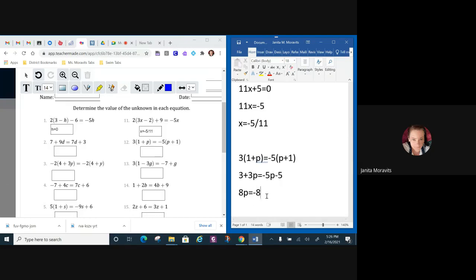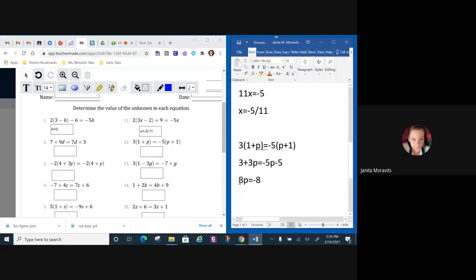Right? Over here, we are multiplying, so now we're going to divide. We're going to do the opposite. 8p divided by 8 will leave you with just a p. All right? And then negative 8 divided by that same 8 will leave you with a negative 1. You're just going to type p equals negative 1.